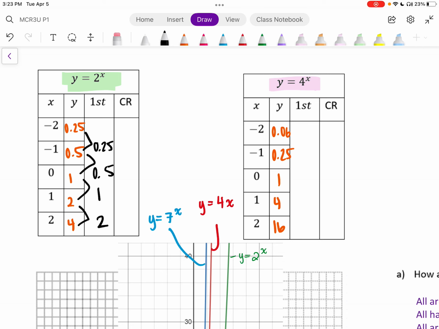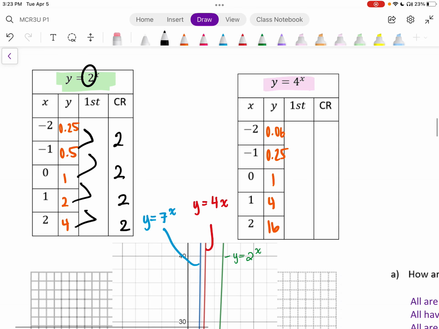And I knew that that's what it was going to be because it's an exponential function. So I won't have constant first differences, right? But I will have constant ratios. And just by looking at this, I know that my constant ratio is going to be 2, right? So if I took 0.5 divided by 0.25, it's going to be 2, 2, 2, 2. And another way that I could have seen that is because my base of this function is 2.